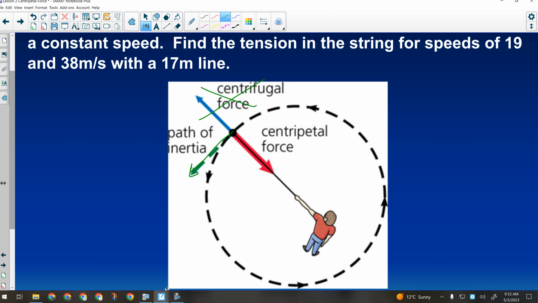All right, so there really isn't such a thing as centrifugal force. It is really just inertia. It feels like you want to go out of the circle, but you're actually trying to go tangent to the circle when you're feeling that force.